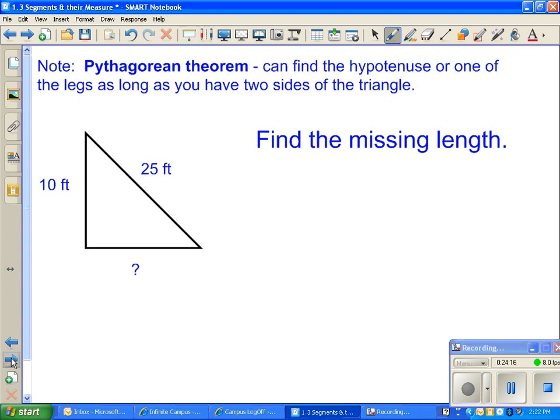What would you use? Would you use distance formula or Pythagorean theorem? Pythagorean theorem, because it's a right triangle. It's not coordinates, is it? If it's not your x and y coordinates, you have to use Pythagorean theorem. A squared plus b squared equals c squared. Okay, what's my c value? 25.